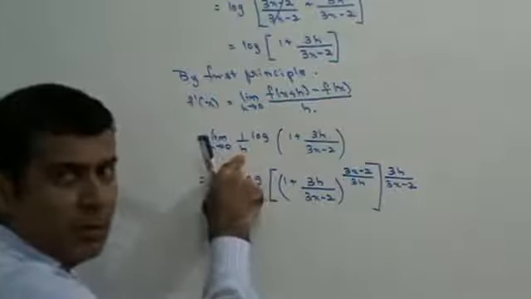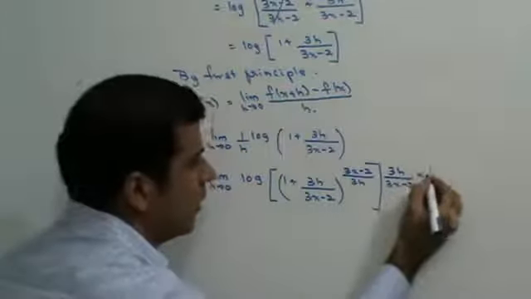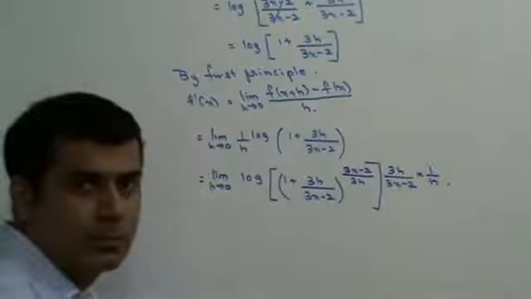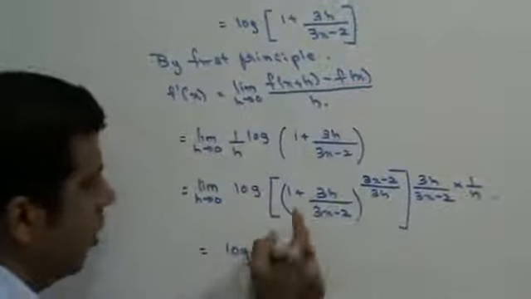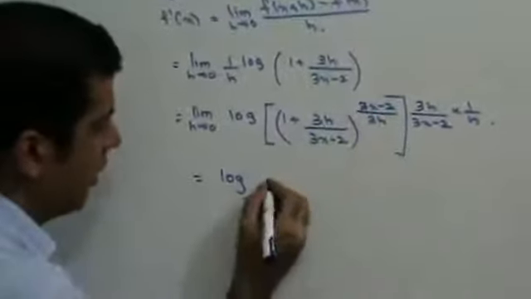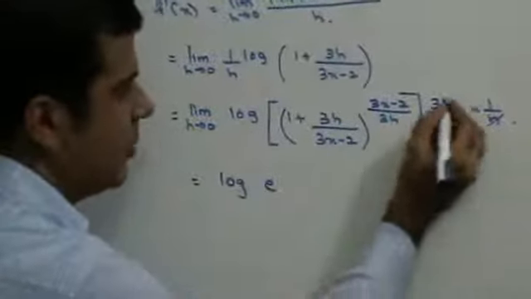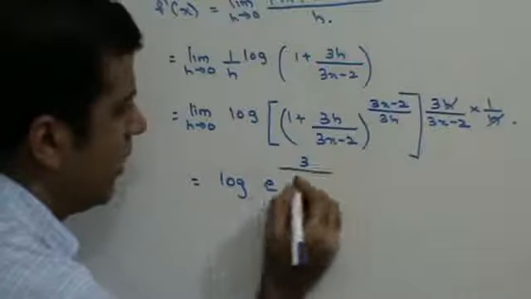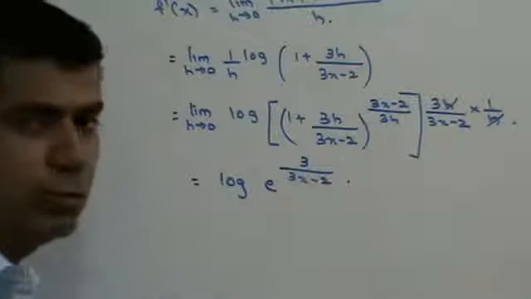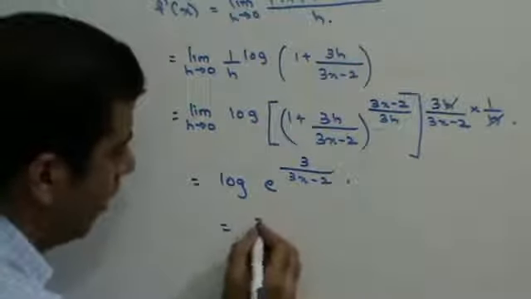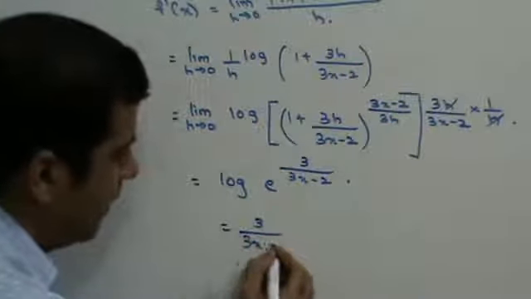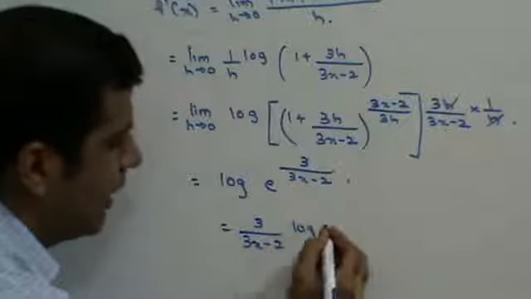This 1 upon h goes up in the indices here. Now this can be written as log of (1 plus x) raised to 1 upon x is e. h and h get cancelled. 3 upon 3x minus 2. Whatever is the number in the indices comes before the log. So 3 upon 3x minus 2 log e.